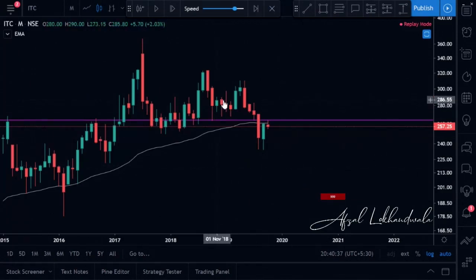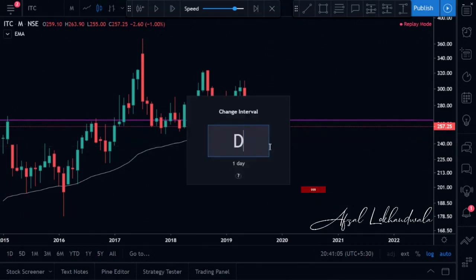Even in the monthly, we see that the price has broken the 50 EMA. The price has broken the monthly support and has made a pullback with this green candle. So this also gives us a good bearish bias from the monthly. Let us go to the daily.